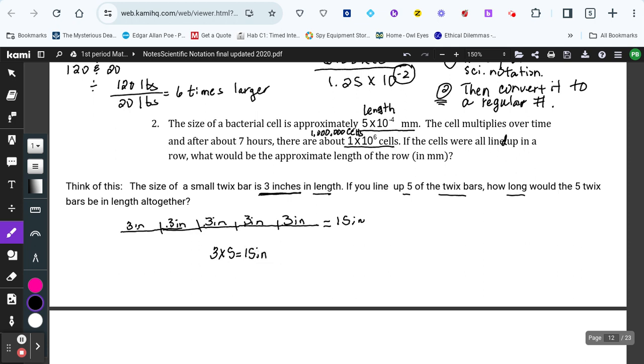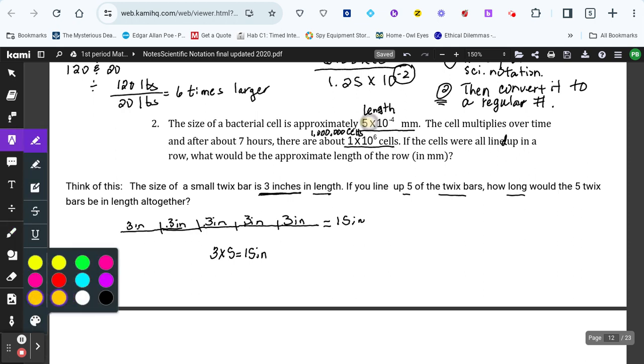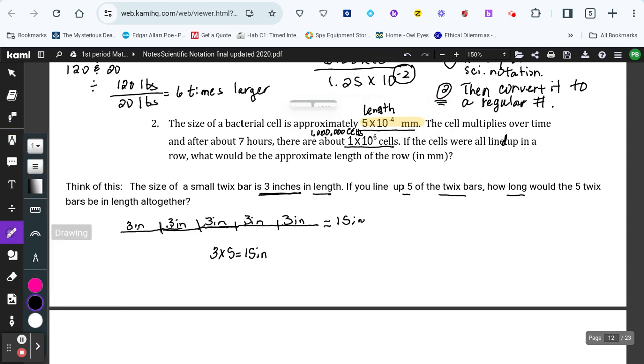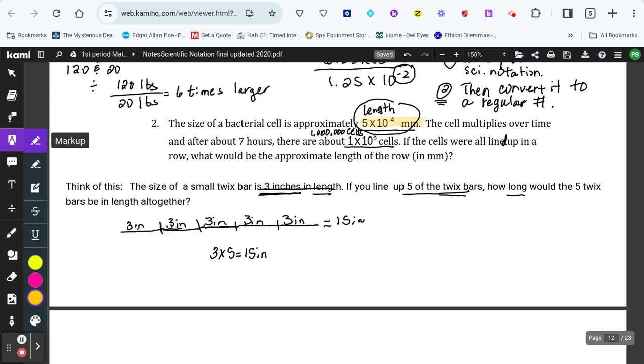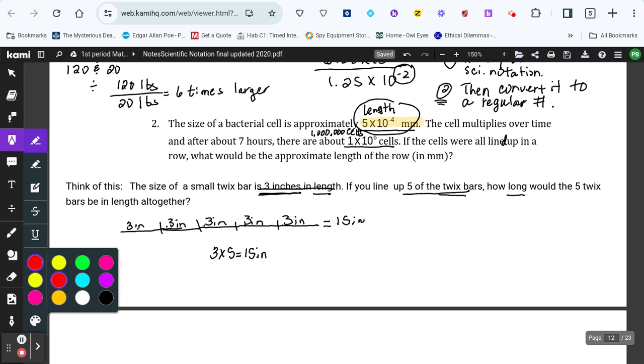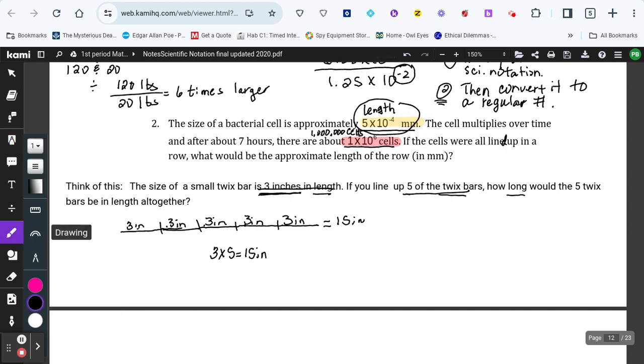So you're going to do the same thing here. You're going to take the approximate length, you're going to take that length and you're going to multiply it by the number of cells. Like I took the length here and multiplied it by the number of Twix bars. So you're going to take the length here and you're going to multiply it by the number of cells. Okay, it's 1 times 10 to the 6 cells is 1,000,000 cells.